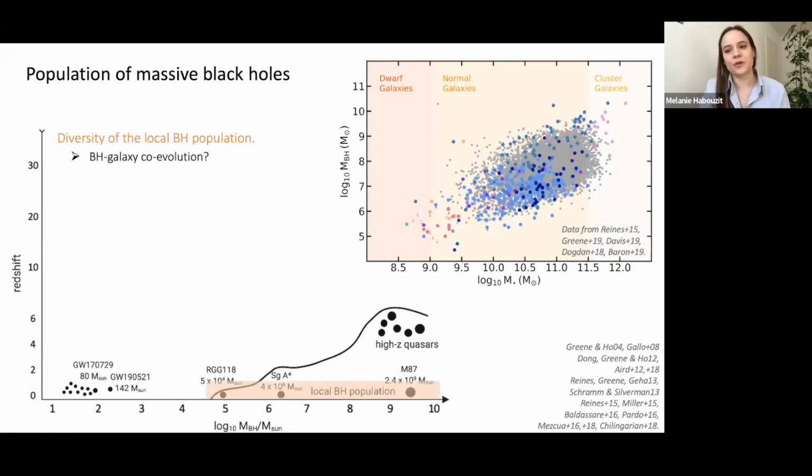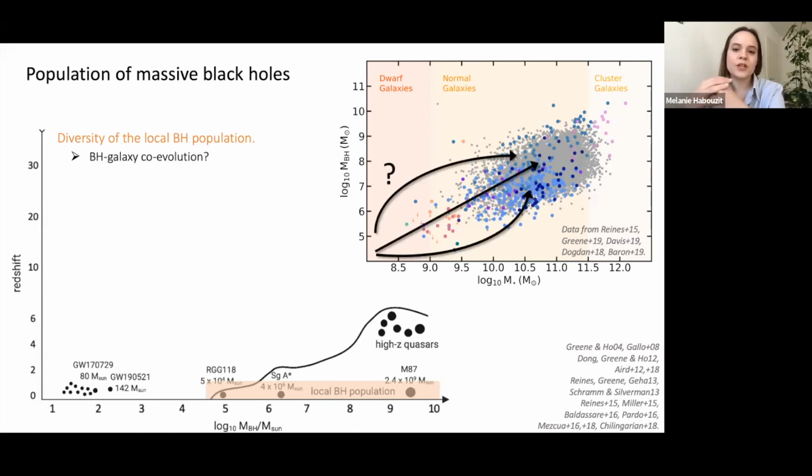Here you have a summary of this local population of black holes with the mass of black holes as a function of the total stellar mass of their host galaxies. We really see that there is a diversity of black holes in the local universe, from massive black holes in massive galaxies all the way down to low mass black holes in low mass galaxies. This relation that seems to be here between those two quantities, which we often call a scaling relation, is telling us that probably there are mechanisms of coevolution between the black holes and their host galaxies.